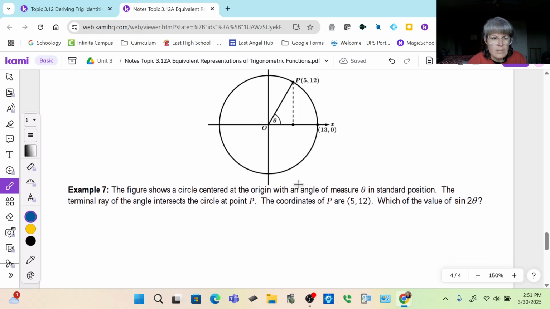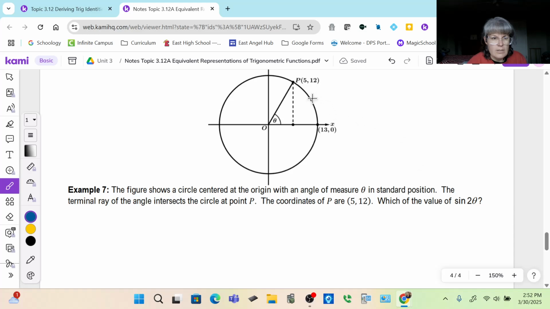So example 7 is using a unit circle. It shows it's centered at the origin, angle measure of theta in standard position. I shouldn't say that it's a unit circle. Our radius is 13. So we need to find the coordinates of P are 5 and 12. Which of the value, or this is a poorly worded question. It should say, what is the value of sine 2 theta?